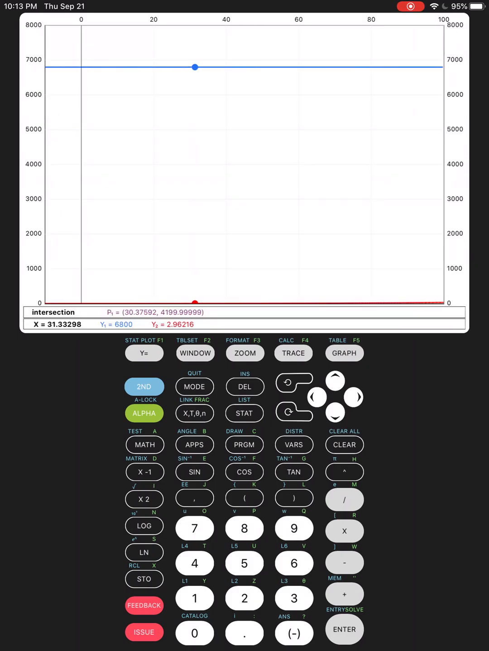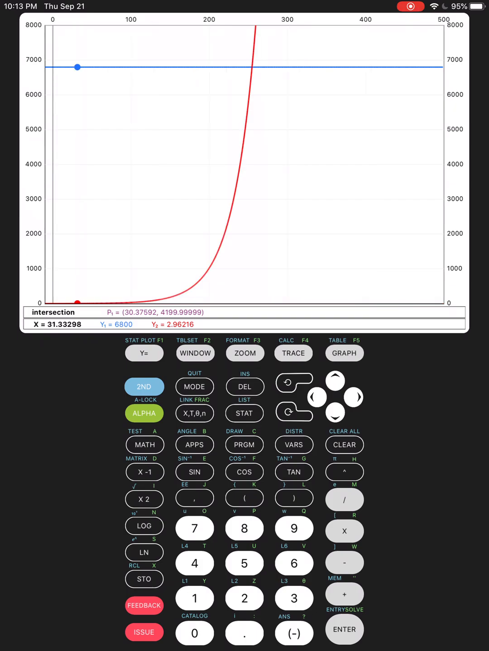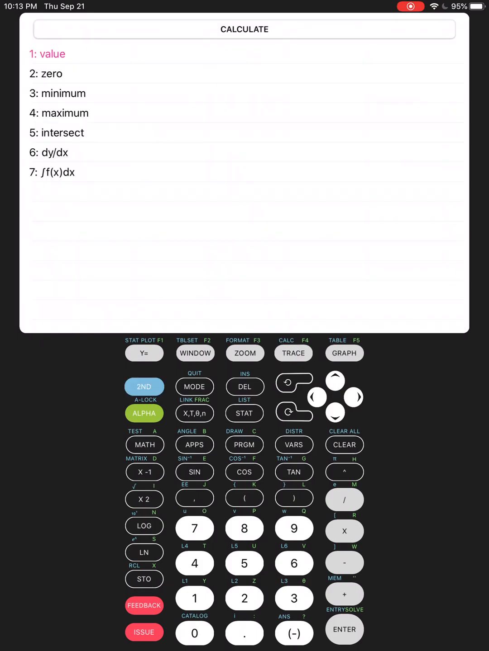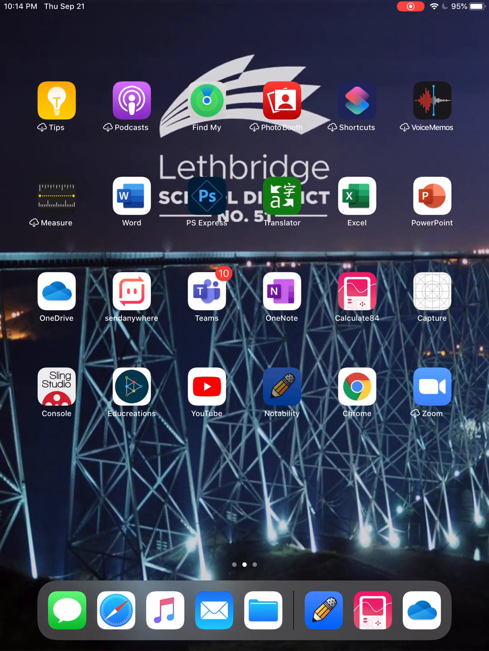So it doesn't look like it's going to intersect anytime soon. So I might need more than 100 minutes. So I'm going to try 500 minutes. Oh, there we see the intersection point. So second, trace, intersect. I'll move my cursor close to the intersection point. Okay, and then if you type it in, you should get 254.62.